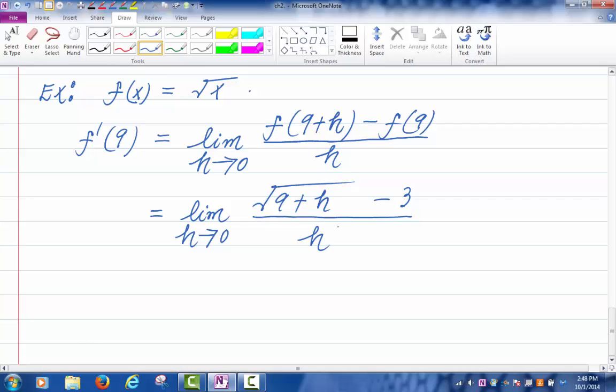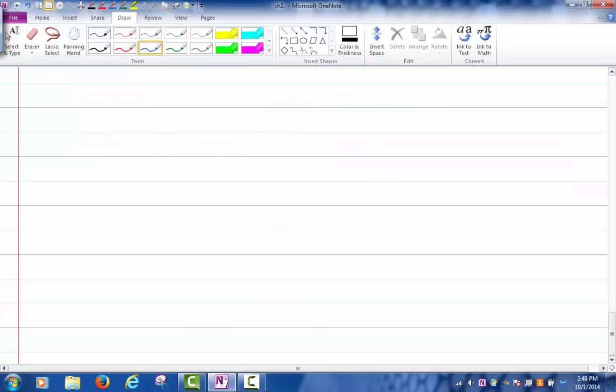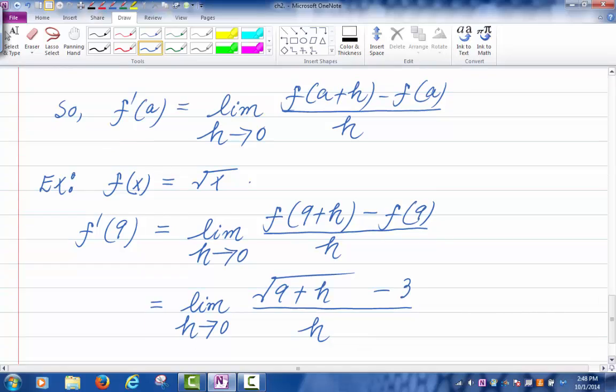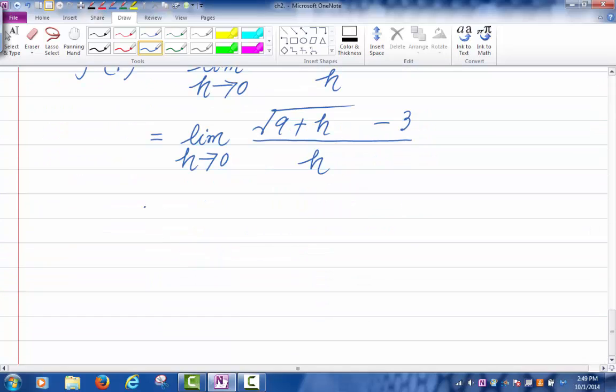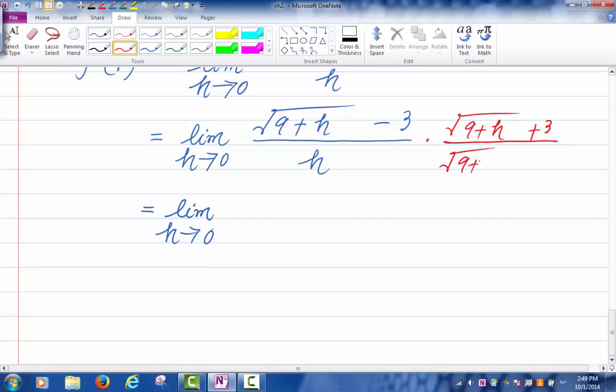This problem, did it appear in your exam? This is one of the limit problems in the exam. So how did you do that? Well, you rationalized. And so to rationalize, we take the limit as h goes to 0. We multiply by root of 9 plus h plus 3 divided by the root of 9 plus h plus 3.